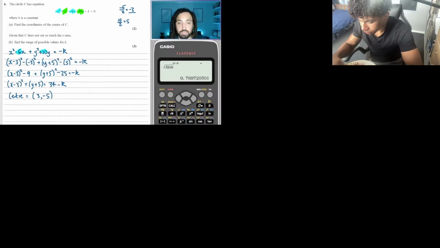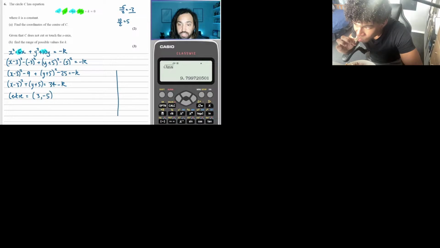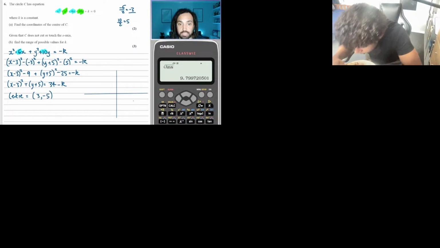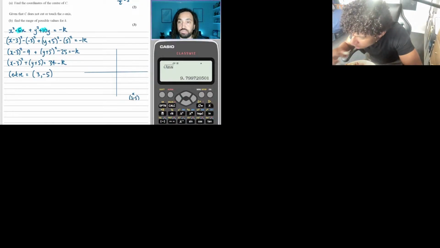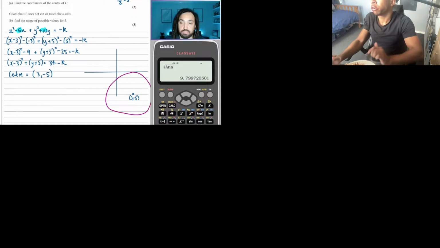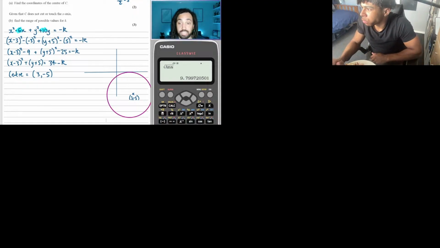Okay, part B, find the range of possible values for k. The first thing I'll do is draw a sketch. We can see that the centre of the circle is going to be somewhere like here. So that's 3, minus 5. Let's draw the biggest possible circle we could have. It might look something like that, actually. Now, that one actually does touch the x-axis, but let's just leave it like that, yeah? Let's have it there, touching the x-axis, because we know it can't be any bigger than that. That's the absolute maximum. In fact, that's even not allowed, because it's not allowed to touch. But let's just imagine what would happen here.